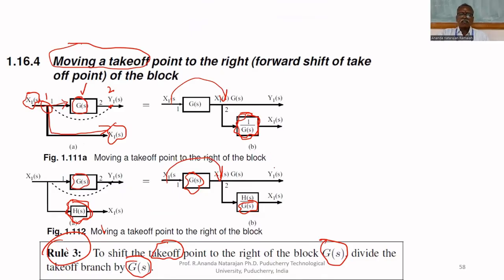If you want to do the forward shift, the signal is not amplified. If you shift that, it will be amplified. Therefore, divide. That's all. That signal is after takeoff. If it is multiplied by H of S, multiply by H of S by G of S to nullify the effect of G of S.